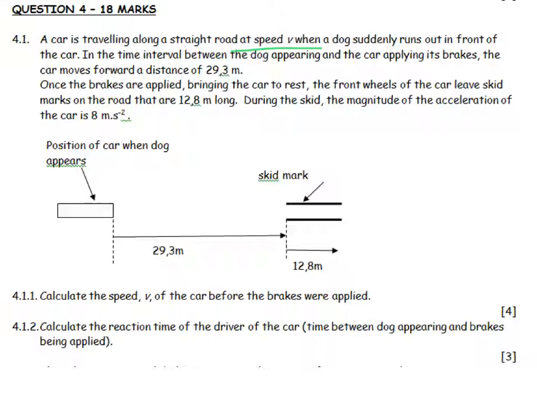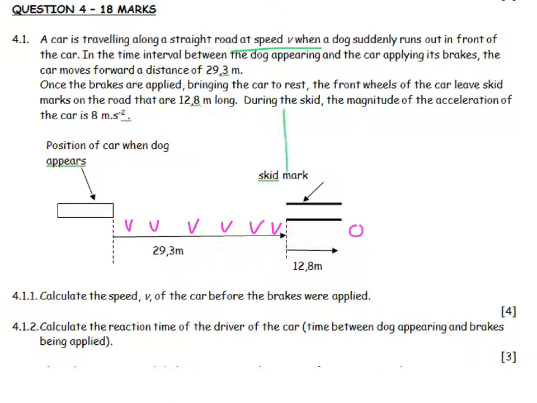And all that time, it is traveling at v. It hasn't applied brakes, so it's going at a constant velocity or constant speed, in a straight line. Once the brakes are applied, bringing the car to rest, I start that little part of the journey at v and I end it at 0. The front wheels of the car leave skid marks on the road that are 12,8 meters long.